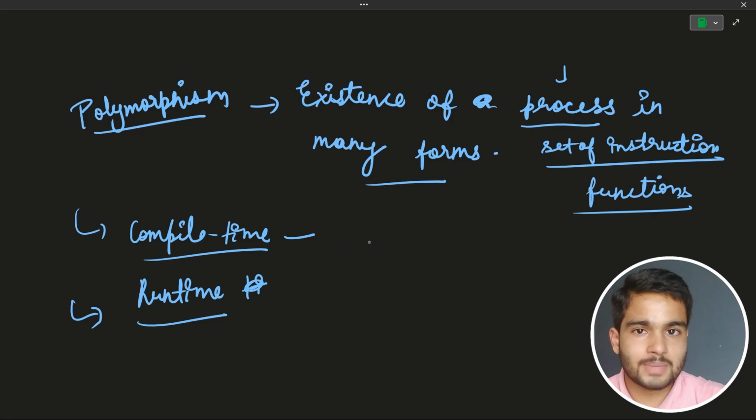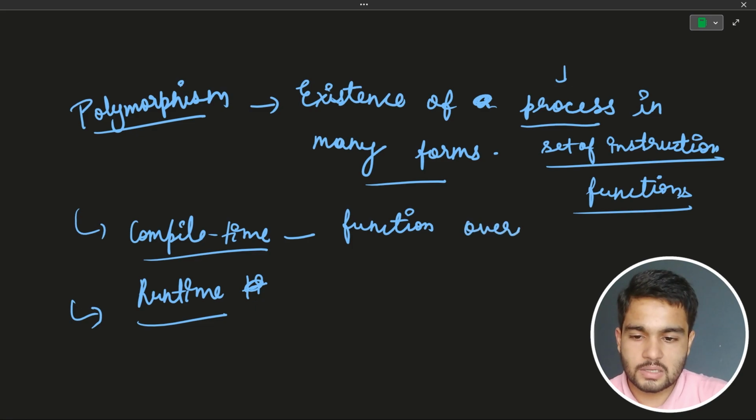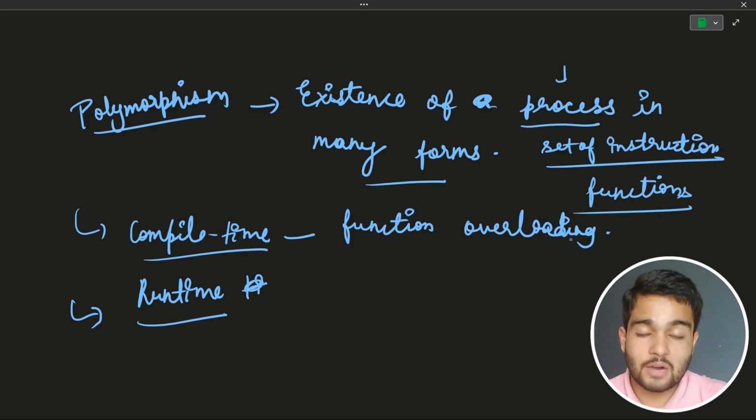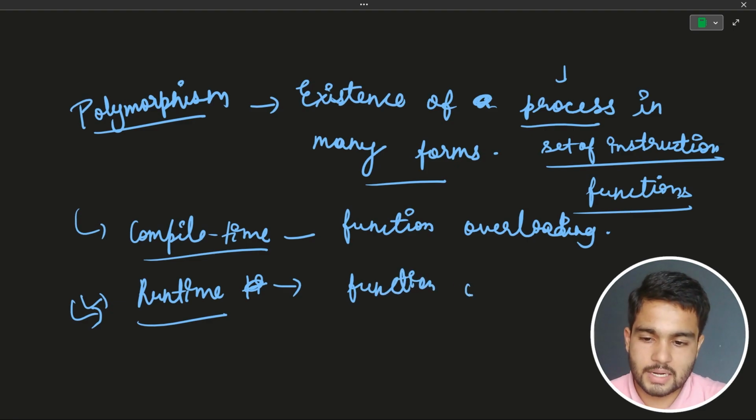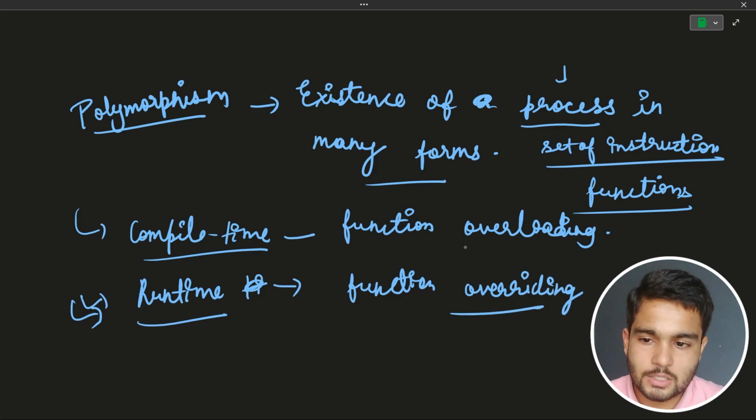Compile time polymorphism can be achieved through function overloading. If you have some background in C, C++ or Java-like programming languages, then you will definitely know these things like function overloading and function overriding. I hope it is clear; don't worry about it. If we talk about runtime polymorphism, it can only be achieved through function overriding. So these are the two things through which you can achieve compile time polymorphism and runtime polymorphism.